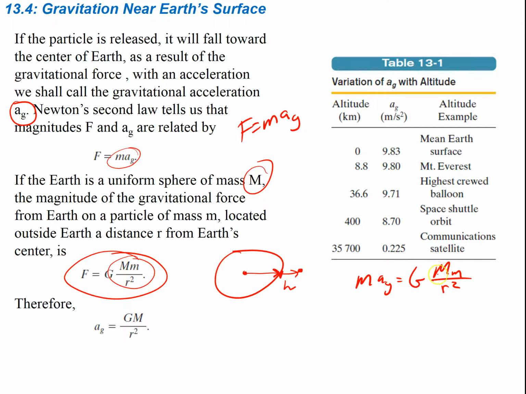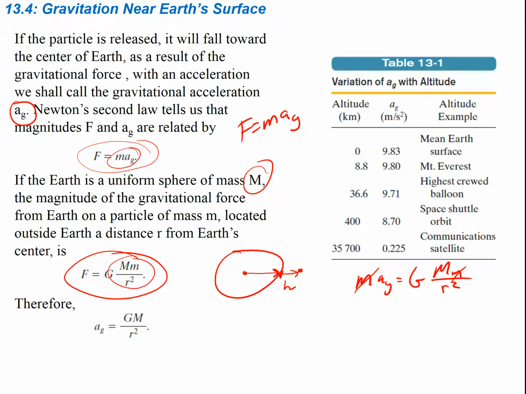Again, big M is going to be the mass of the Earth, little m is going to be the mass of the object that's outside of the Earth's surface. And r is going to be the distance from the center of the Earth to that object. G is our constant. So we notice that these masses are going to cancel out, because in our F equals ma equation, this is the mass of the person. The mass of the person on Earth would give you what the force of gravity is. So this cancels out.